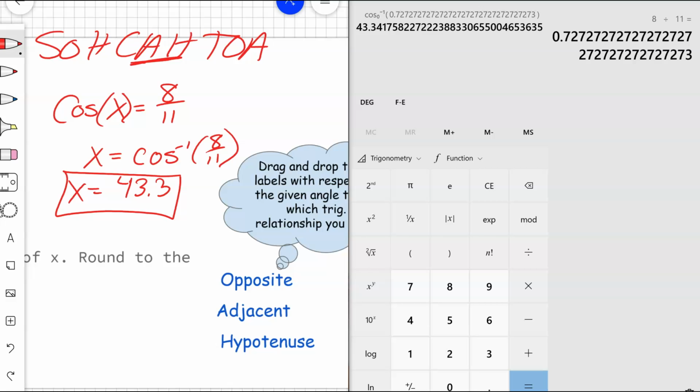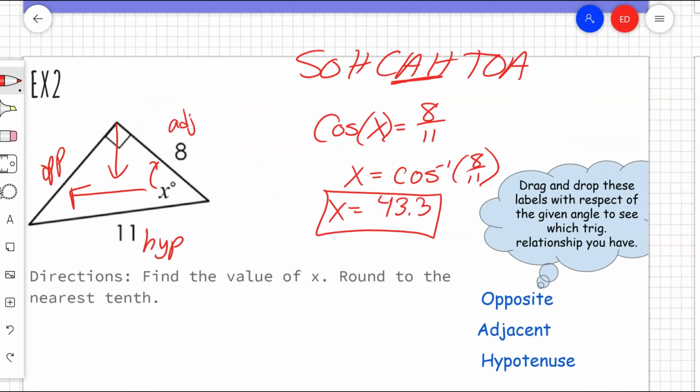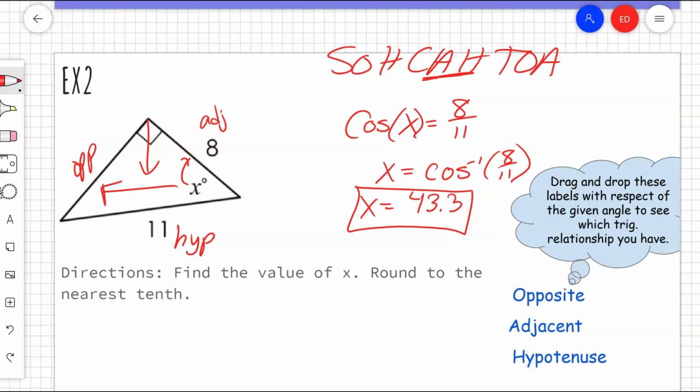All right, so pause the video here if you need to spend more time on figuring out how to get 43.3. Or if you just need some time to write this down. And then what I'd like you to do now is you're going to go ahead and practice the other 4 examples, and I'm going to come back with the answers here in a moment.